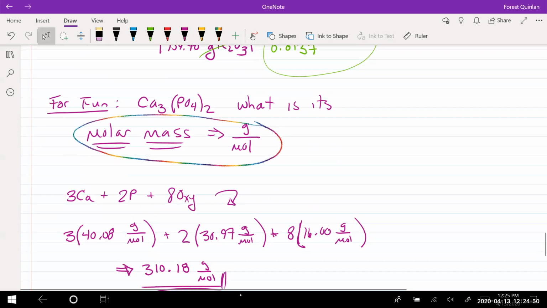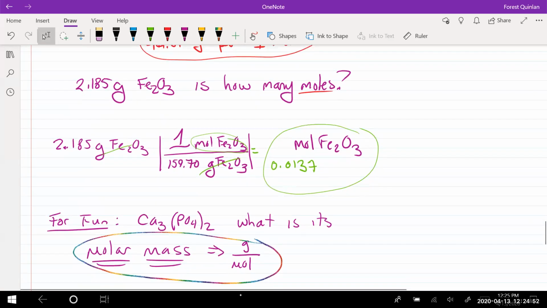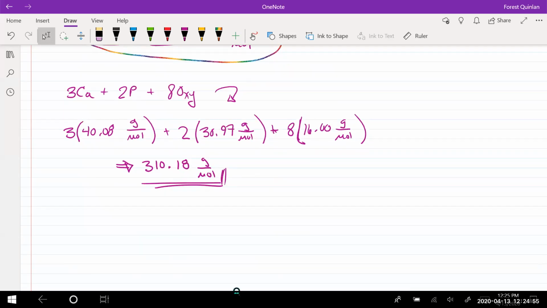You can do that, and you can do any of these conversions forward and backward from grams to moles or moles back to grams. It's a single step. Don't worry, they'll get more fun next week.